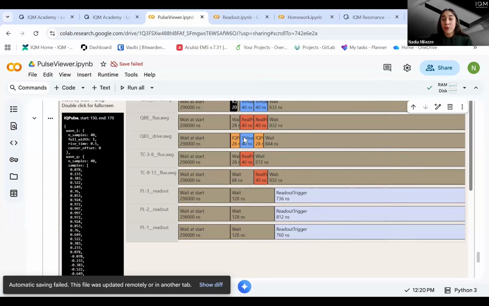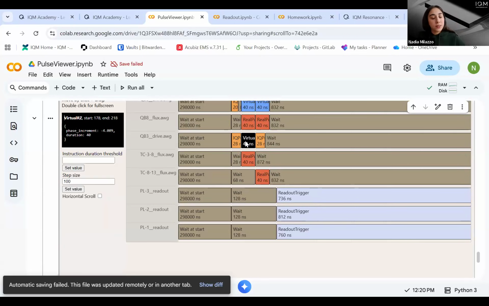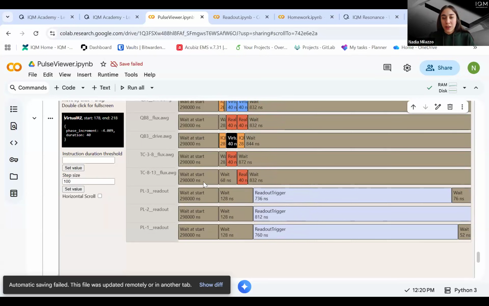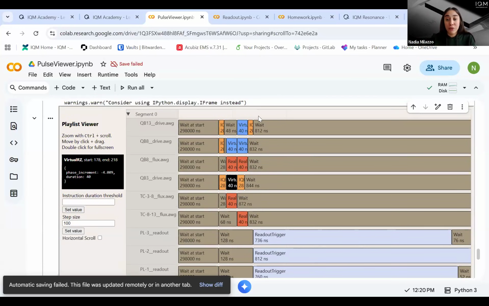And you also have some virtual operation that we didn't go into, but if you want to perform a Z rotation, you can perform it in a virtual way. And then you have some waits and some readouts. So you can continue playing with this. I think it's interesting to also see the difference with the 2 qubit gates.